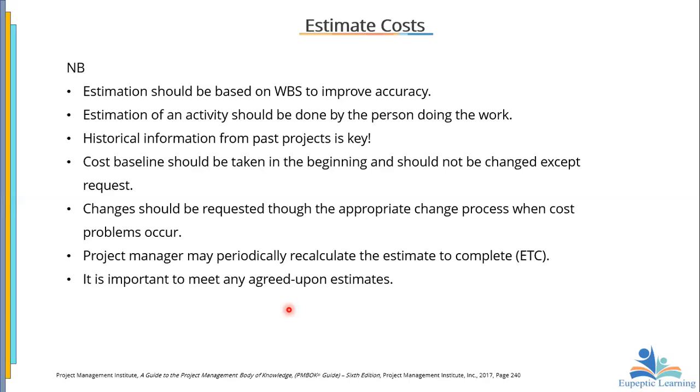The project manager may periodically recalculate the estimate to complete. So we have done 60% of the work. If we have done 60% of the work, as far as the cost is concerned, we should have spent 60% of the money, all things being equal. So now, how much do I have to finish the project? That is what we call the estimate to complete. How much must I spend to finish the project?